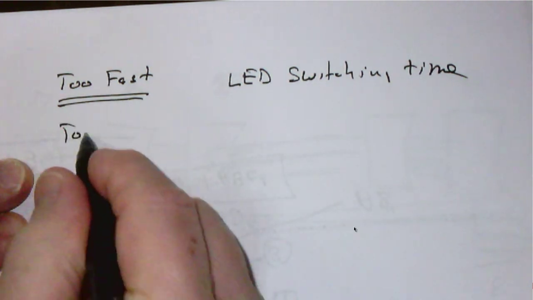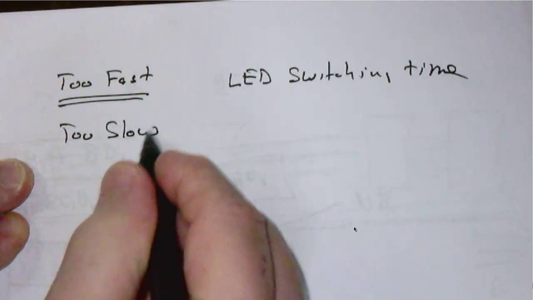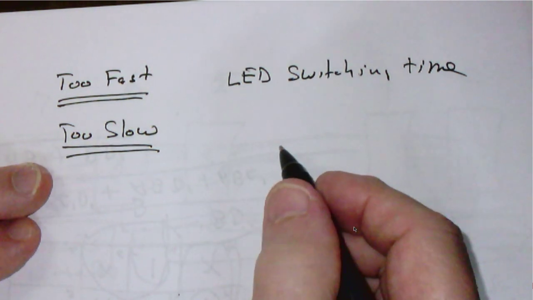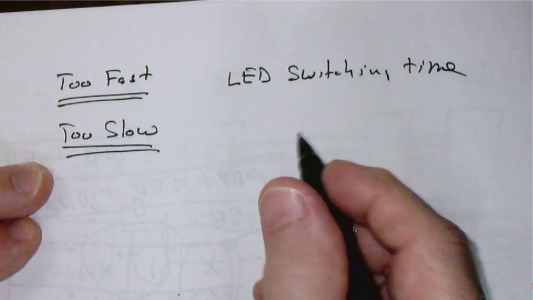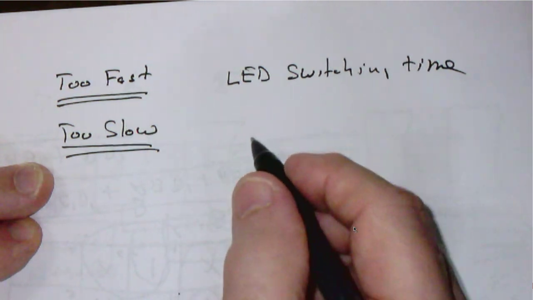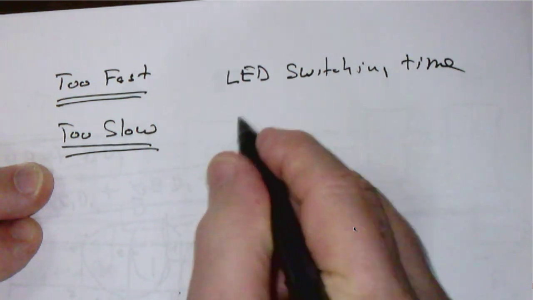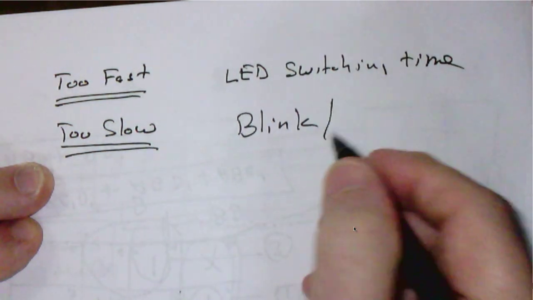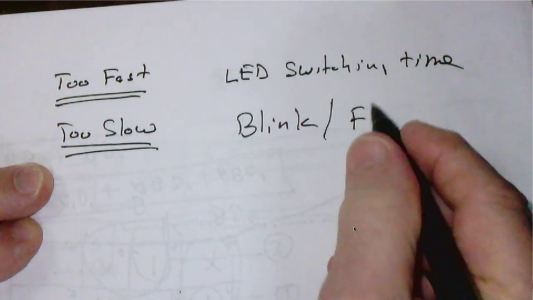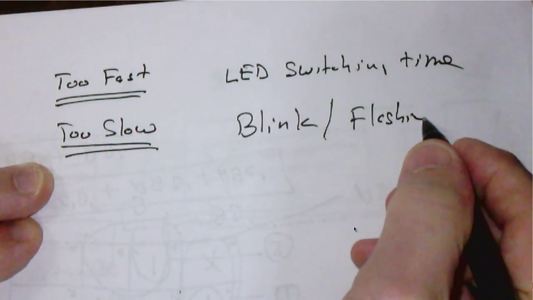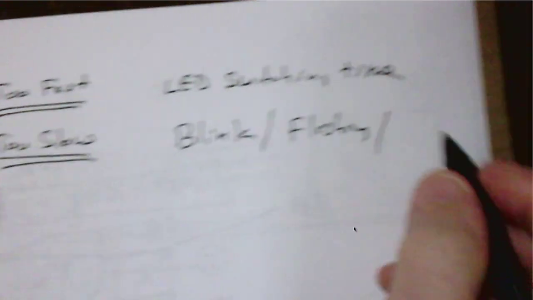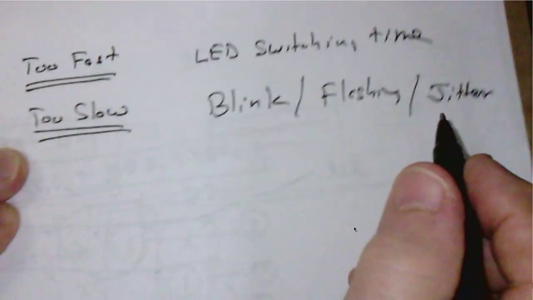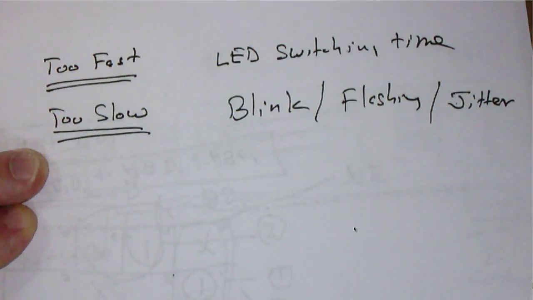What about too slow? What do you think might be a problem with too slow? Well, then the human is going to start complaining because it's going to blink, or it seems like it's flashing. Even if it's at a higher rate, they might think of it as a jitter. But they won't like it, and they'll complain.